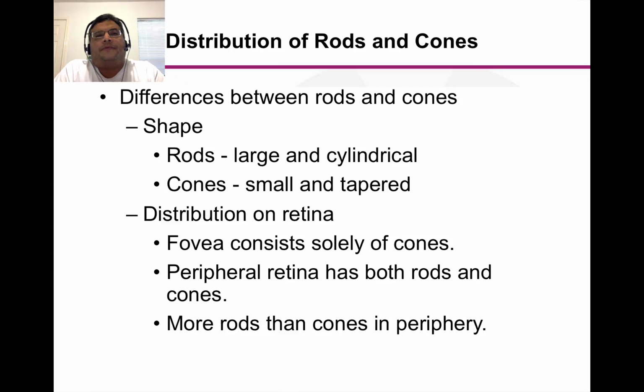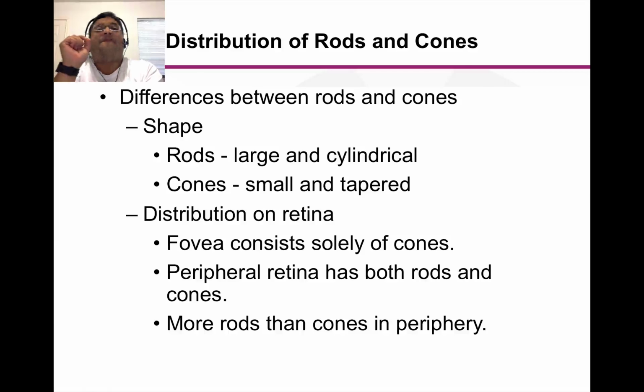They're not evenly distributed in the retina. You can think of the retina as a round sheet of tissue. It's a very delicate piece of tissue, but you think of it as a round sheet of tissue. And what you have to realize is that the rods and cones are not evenly distributed in the retina. The fovea is the part of the retina that has the most cones. It's entirely made up of cones.